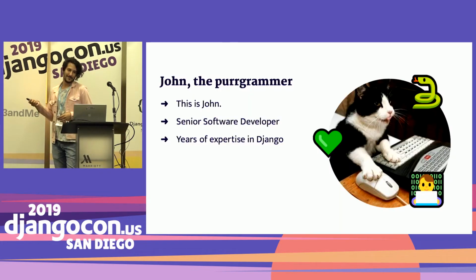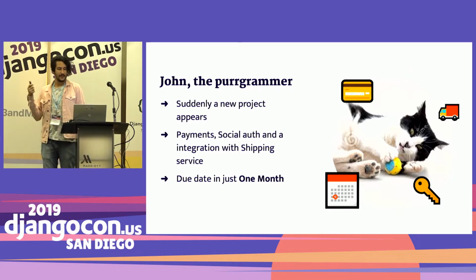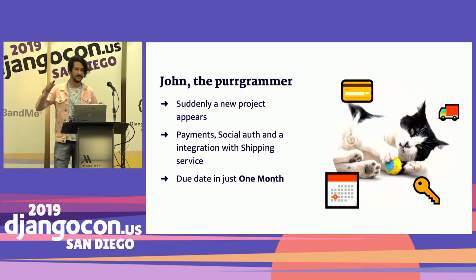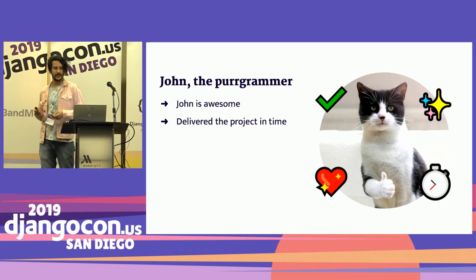Okay, John the programmer. This is John. John is a senior software developer, always with a ton of work to do. John is a 5-star programmer with years and years of expertise in Django. Suddenly, a new project appears on John's tasks. This new project needs a payment system, social authentication, and integration with a third-party shipping service. The due date for everything was 1 month. But John is an awesome employee, who always delivered his tasks. He took the project and delivered it in time.